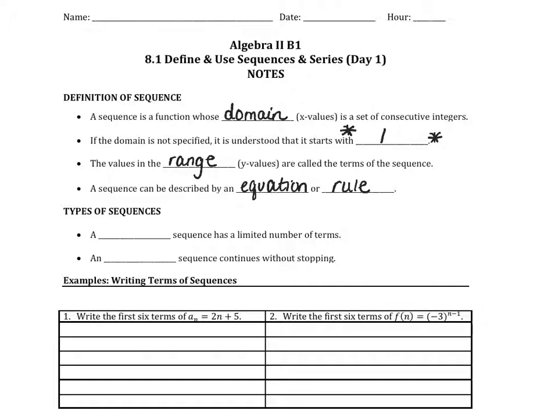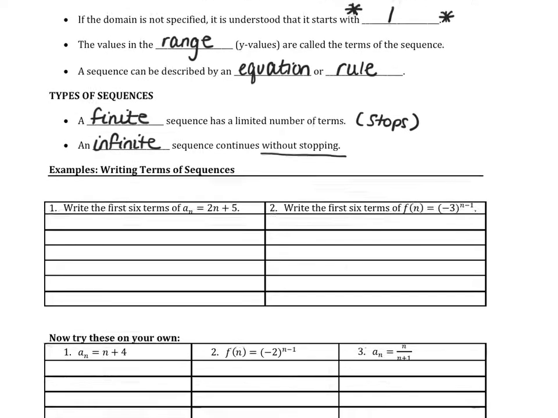Now there are two types of sequences. A finite sequence has a limited number of terms. You can think of it as a sequence that stops. And then you have your infinite sequence, which continues without stopping.